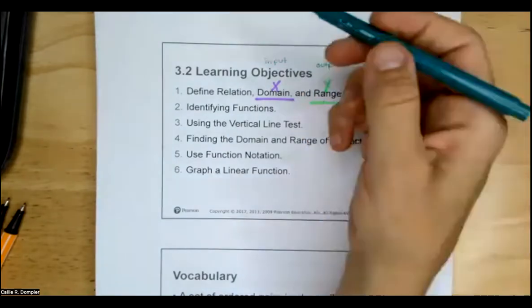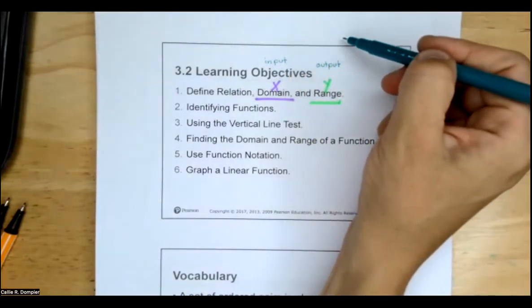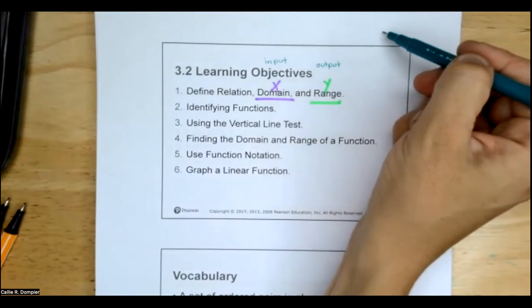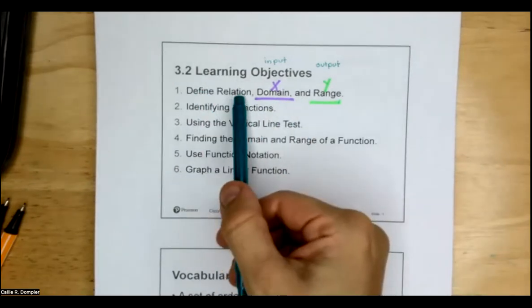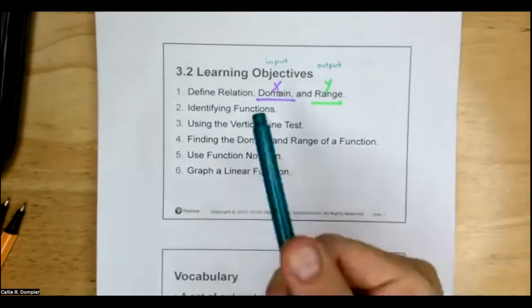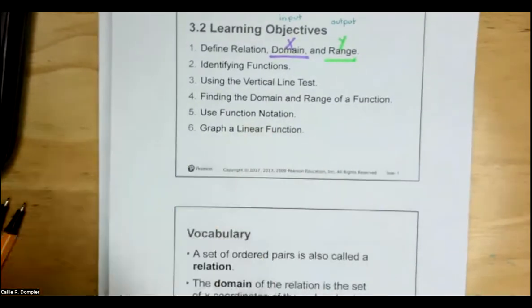We said, this is the equation, this is the line of the equation. When I put 0 in for x, I get out a certain number for y, right? And then that's also a coordinate point on the graph. So we're going to define relation, domain, and range. We're going to identify functions. You're going to use the vertical line test, which is often the easiest way to decide whether or not something is a function. And then we will also see function notation.